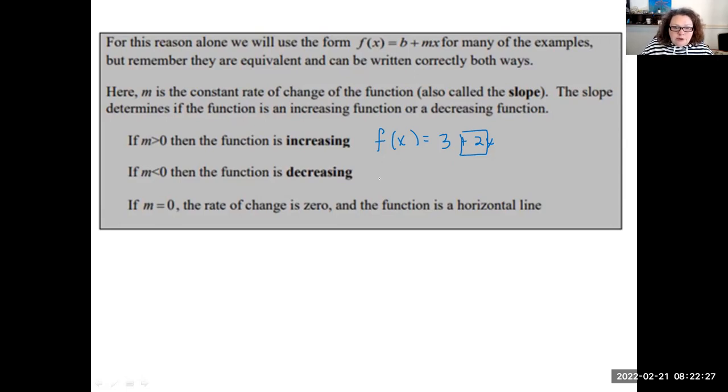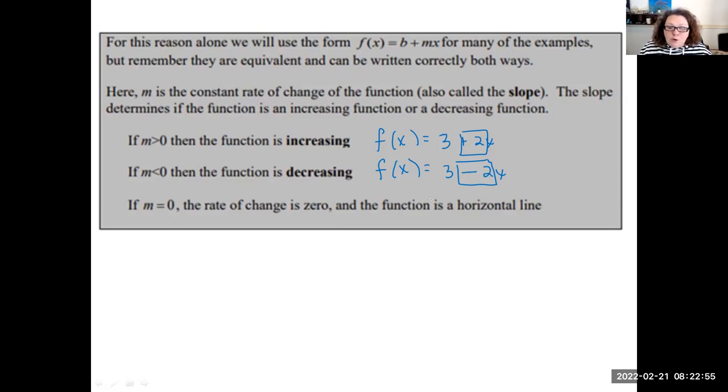If you have f of x is equal to 3 minus 2x, your slope or your rate of change is telling you that from the base, the starting value 3, every time you plug in an x, it's going down by 2 times that. So it's -2. If it's a negative slope, then it is a decreasing function.